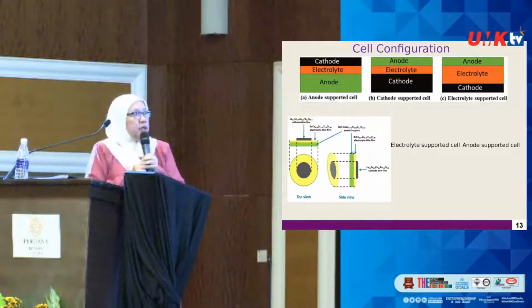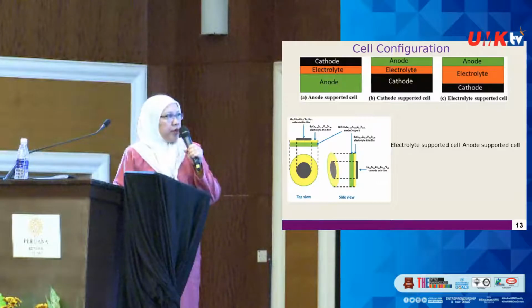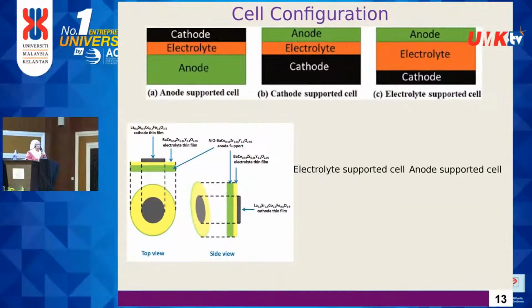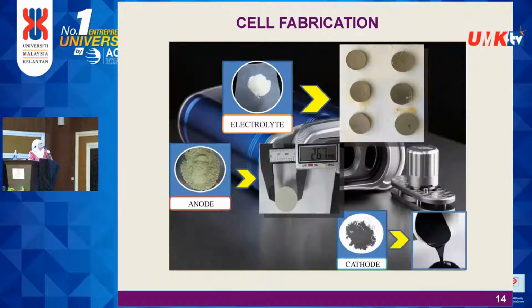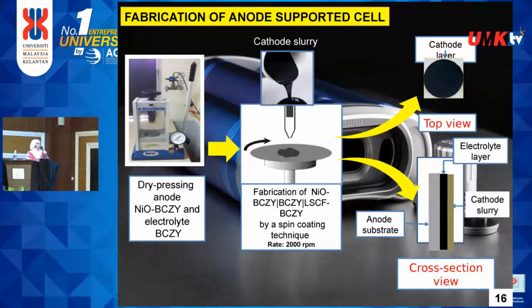This is the technique we use for the cell fabrication. We use a dry pressing technique to make the substrate of the anode. After we have the substrate of the anode, we use a spin coating technique to deposit the electrolyte on top of the anode, and then the cathode on top of the electrolyte. This is the step that we use to fabricate a single cell of the proton ceramic fuel cell.